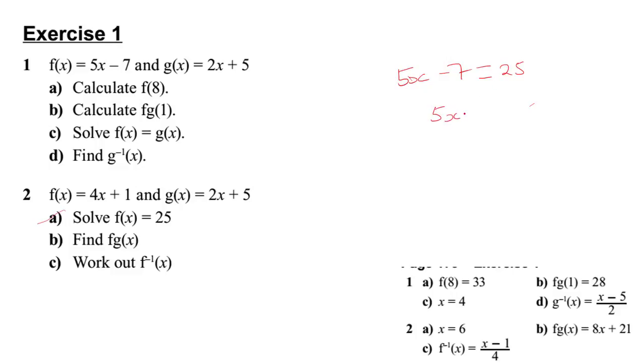So 5x equals 25 plus 7, which is 32. Then all you need to do now is divide 32 by 5, and that can go in your calculator. So that's how to do that.